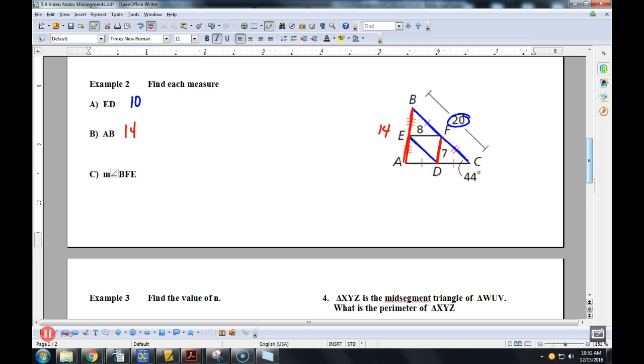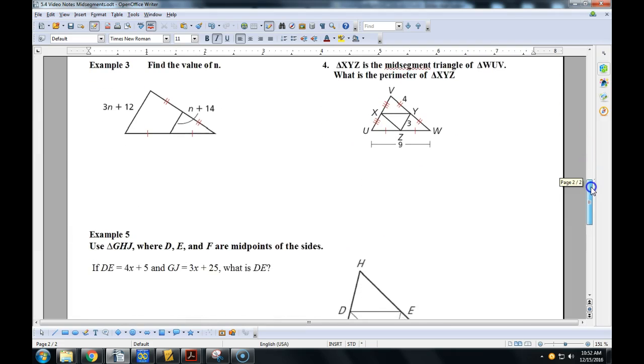And the measure of angle BFE, and B to F to E is this angle right here. That's angle BFE. And so I'm going to slide on down to this angle that corresponds, and I find out it's 44 degrees. So very similar to the top problem. Let's see if we can get into anything a little more difficult down here.